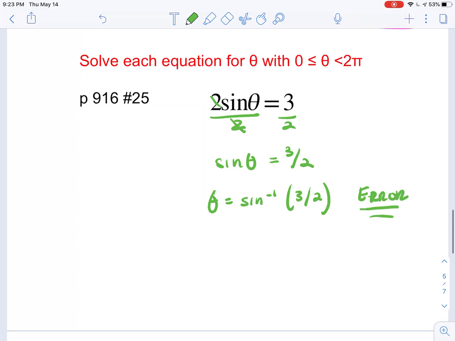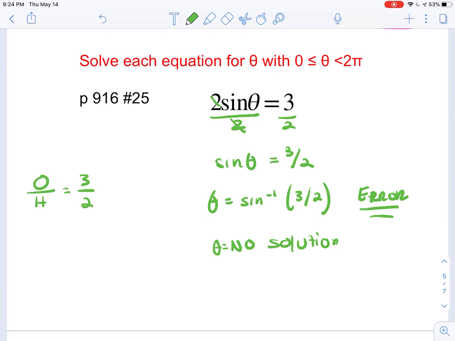Well, unfortunately, there is no solution. This is going to give you a big error on your calculator, which means that there is no solution. There are no values of theta that satisfy this trig function.